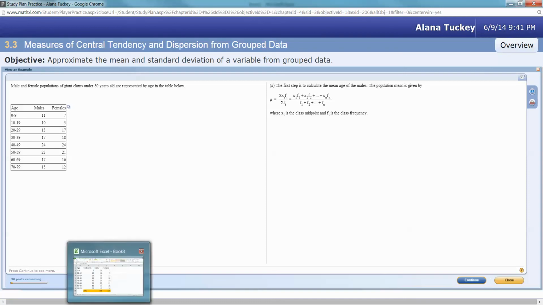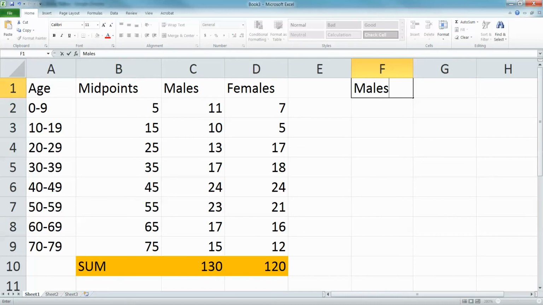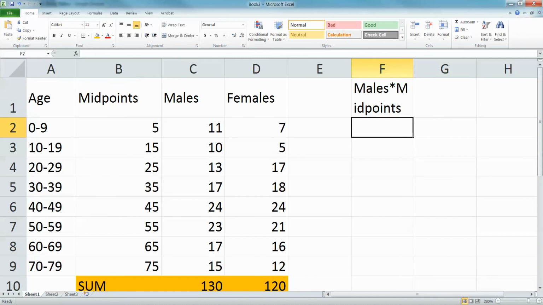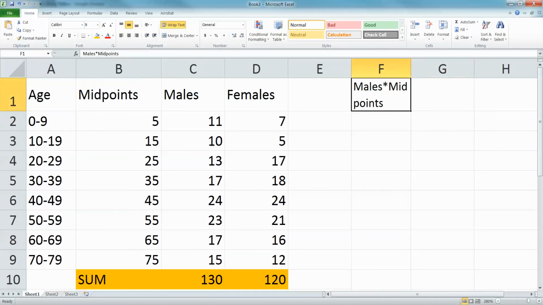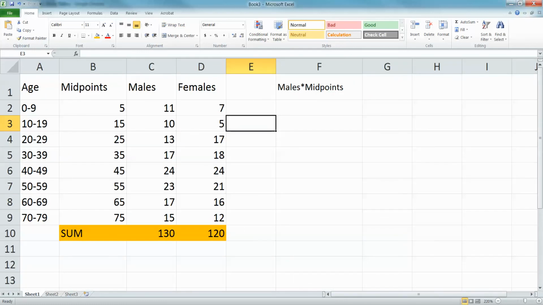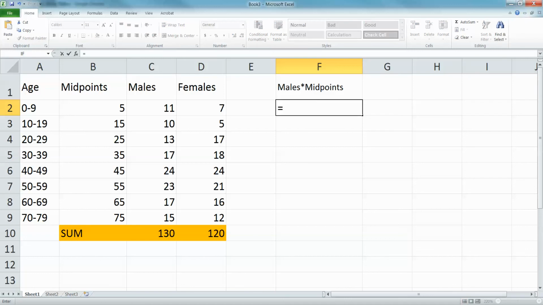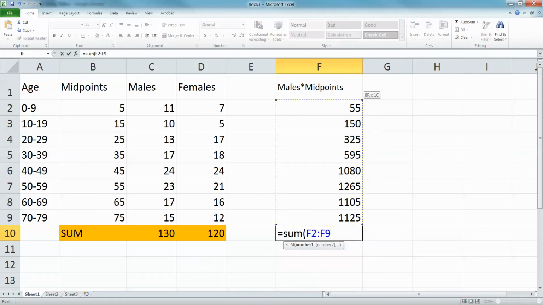Now you can do this the long way, which is how I've shown it in previous problems, where you find males times midpoints in one column, like that. But there's an easier way, another way to do it. Let me put it that way. I'm going to make this smaller so you can see. So you could find males times midpoints. You could do 5 times 11 and drag it down and all that good stuff. Cool. Then you could find the sum of that column that you just found.